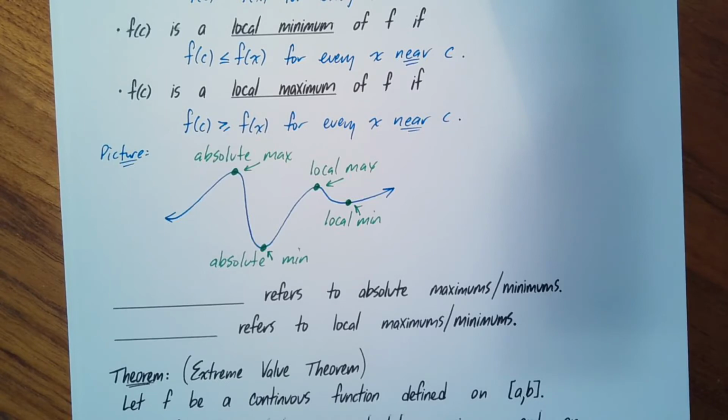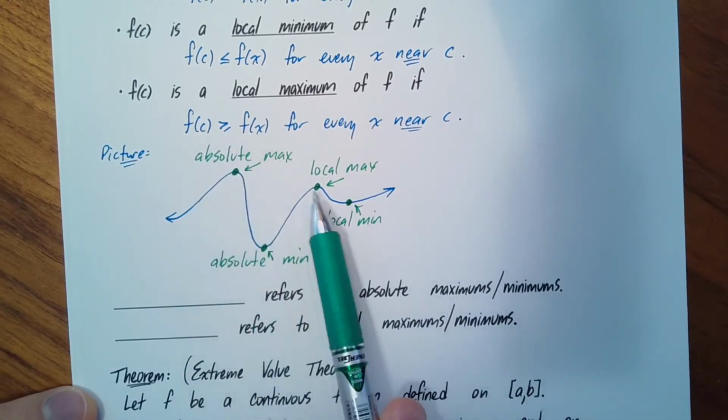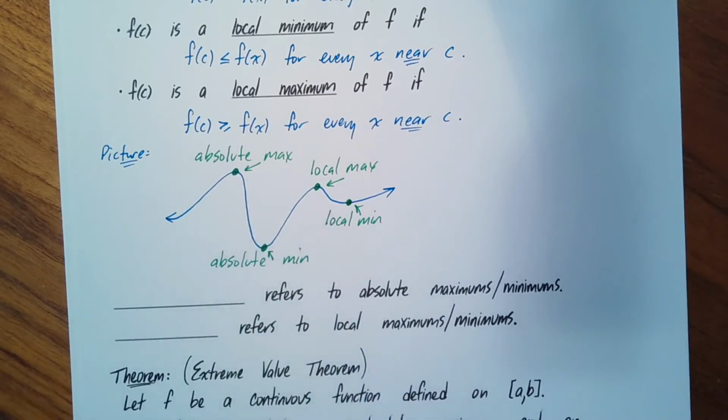So if you're an absolute minimum, you're automatically going to be a local minimum as well. Similarly with maxes, the absolute max is automatically a local max as well, but the reverse is not true.